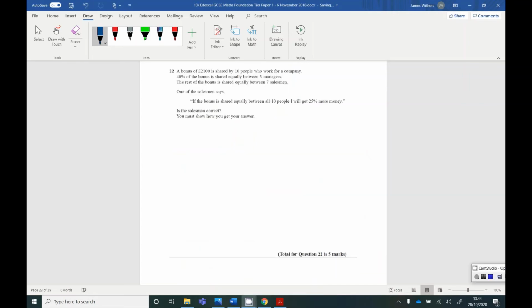Question 22. So 40% of the bonus is shared between the 3 managers. That means that the remaining 60% is shared between the 7 salesmen. Shared between the 7 salesmen. So let's start off by working out what 60% is.